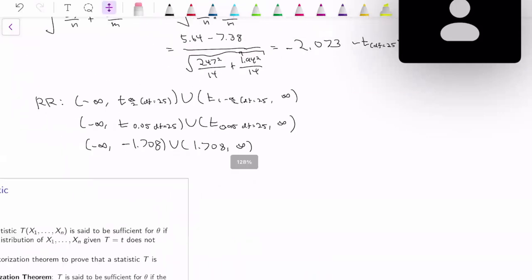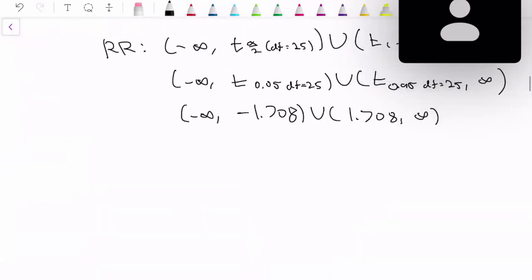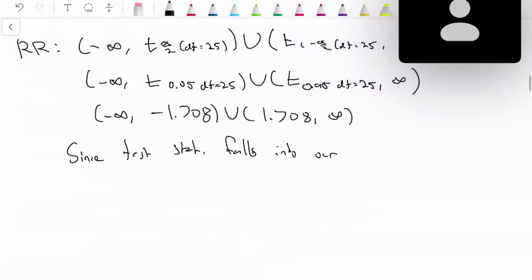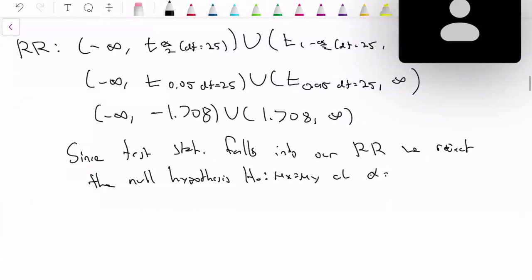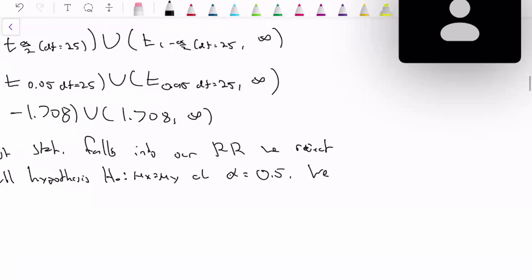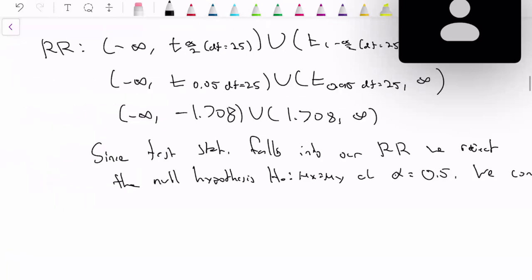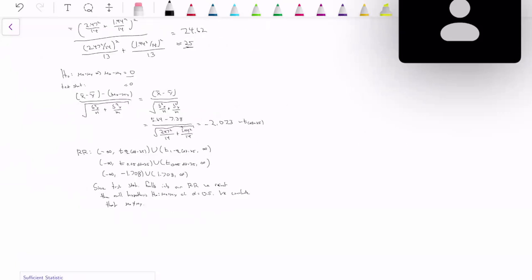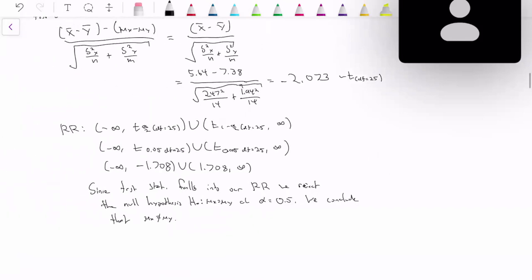So there's your rejection region. And then your conclusion would be, since the test stat falls into our rejection region, we reject the null hypothesis at alpha equal to 0.5. We conclude that mu x is not equal to mu y. If he asks for R code, I'll go over that too.